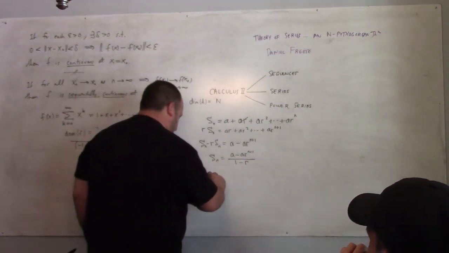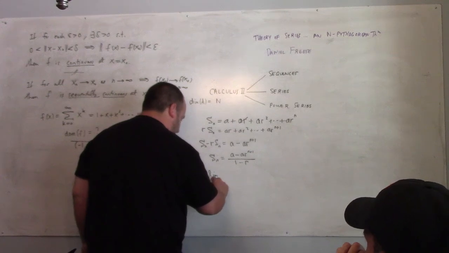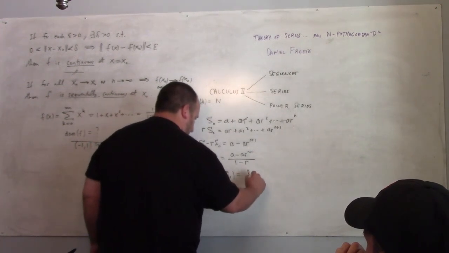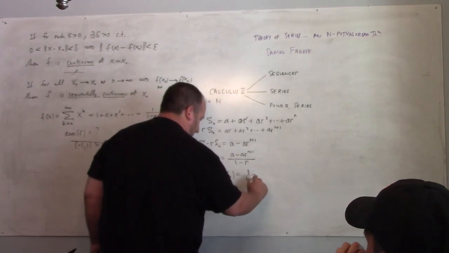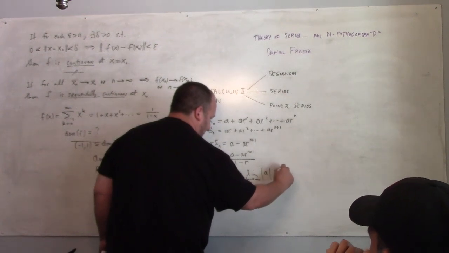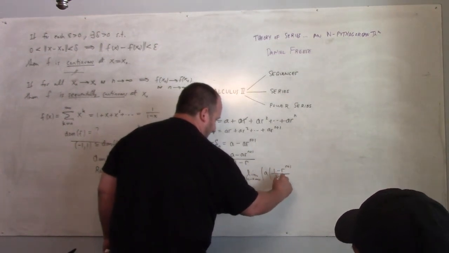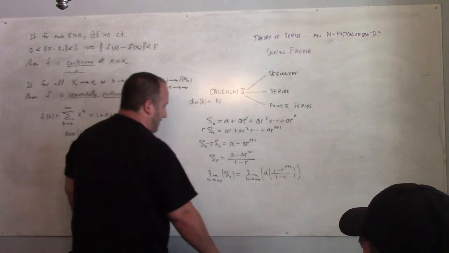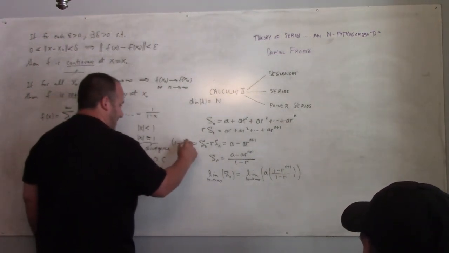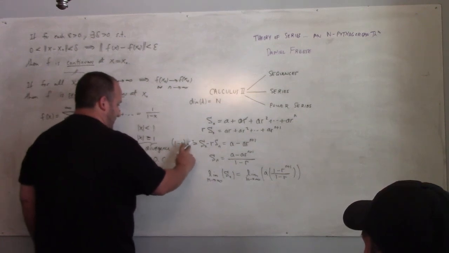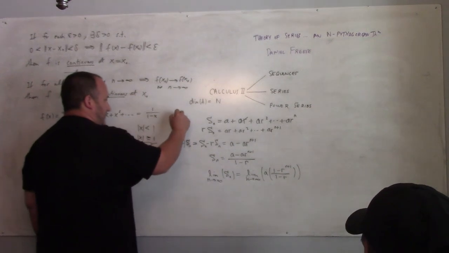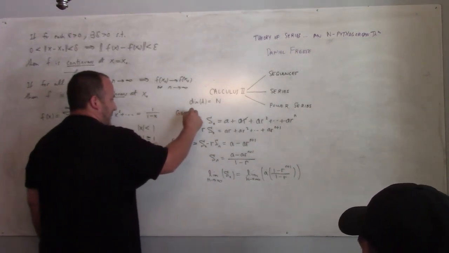So, the limit as n goes to infinity of Sn is the limit as n goes to infinity of, I can factor the a out, right? Where'd you get the 1 minus r from? Factoring. Oh, okay.